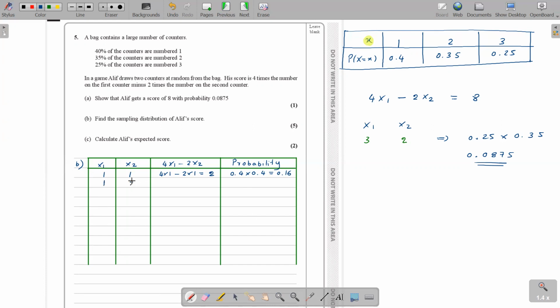Okay, next one. Take all the possibilities: 1 and 2. It's 4 times 1 minus 2 times 2. Are you with me? How much is it? 4 times 1 is 4, 2 times 2 is 4. It's 0. So the score is 0. Can you see x equals 1 has probability 0.4, x equals 2 has probability 0.35? How much is it when you multiply? 0.14.